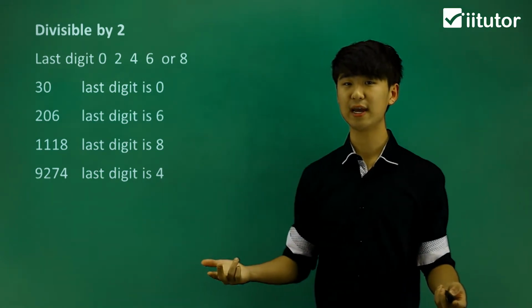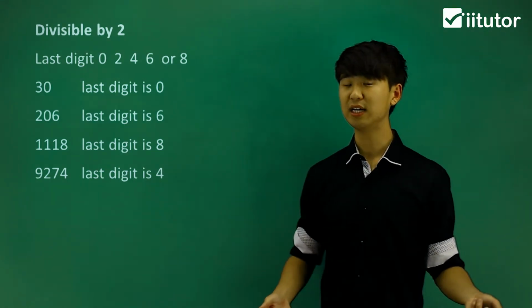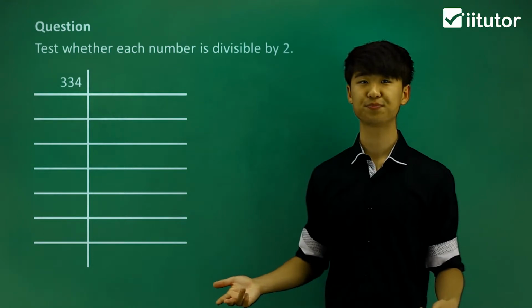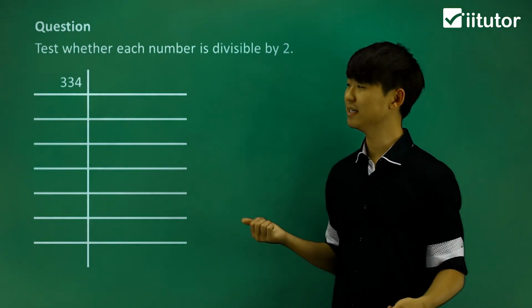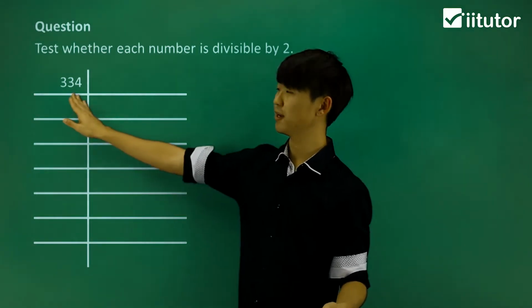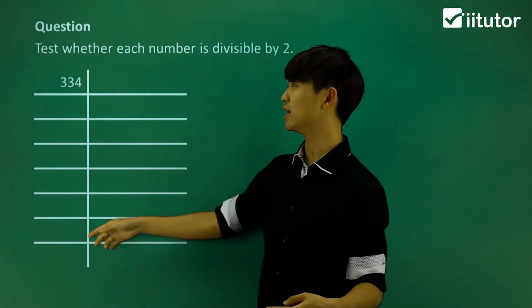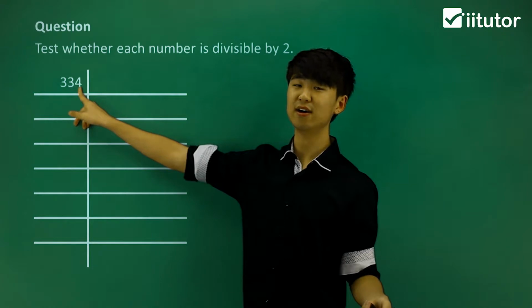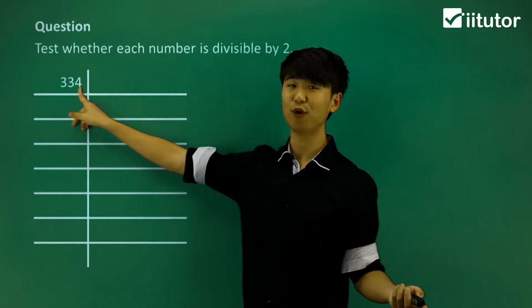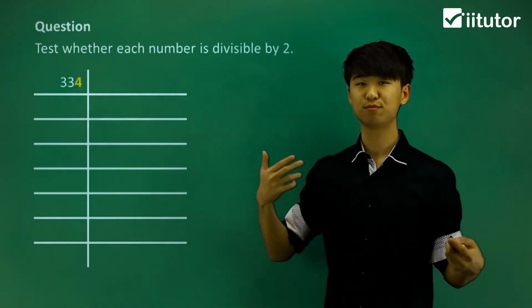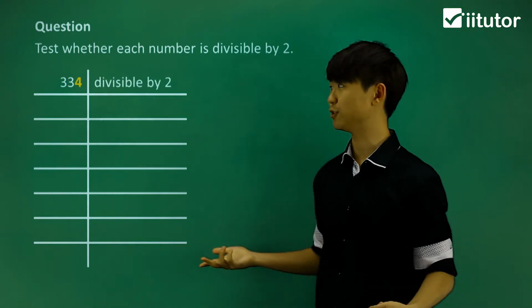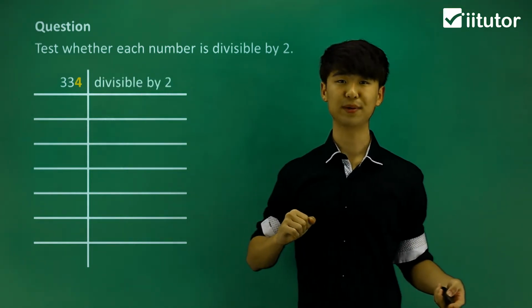So let's try and determine whether some numbers are divisible by 2 or not. Test whether each number is divisible by 2. The first one is 334. Again, we're going to look at the last digit, and we can see the last digit is 4. That means this number is going to be divisible by 2, because 4 is an even number.